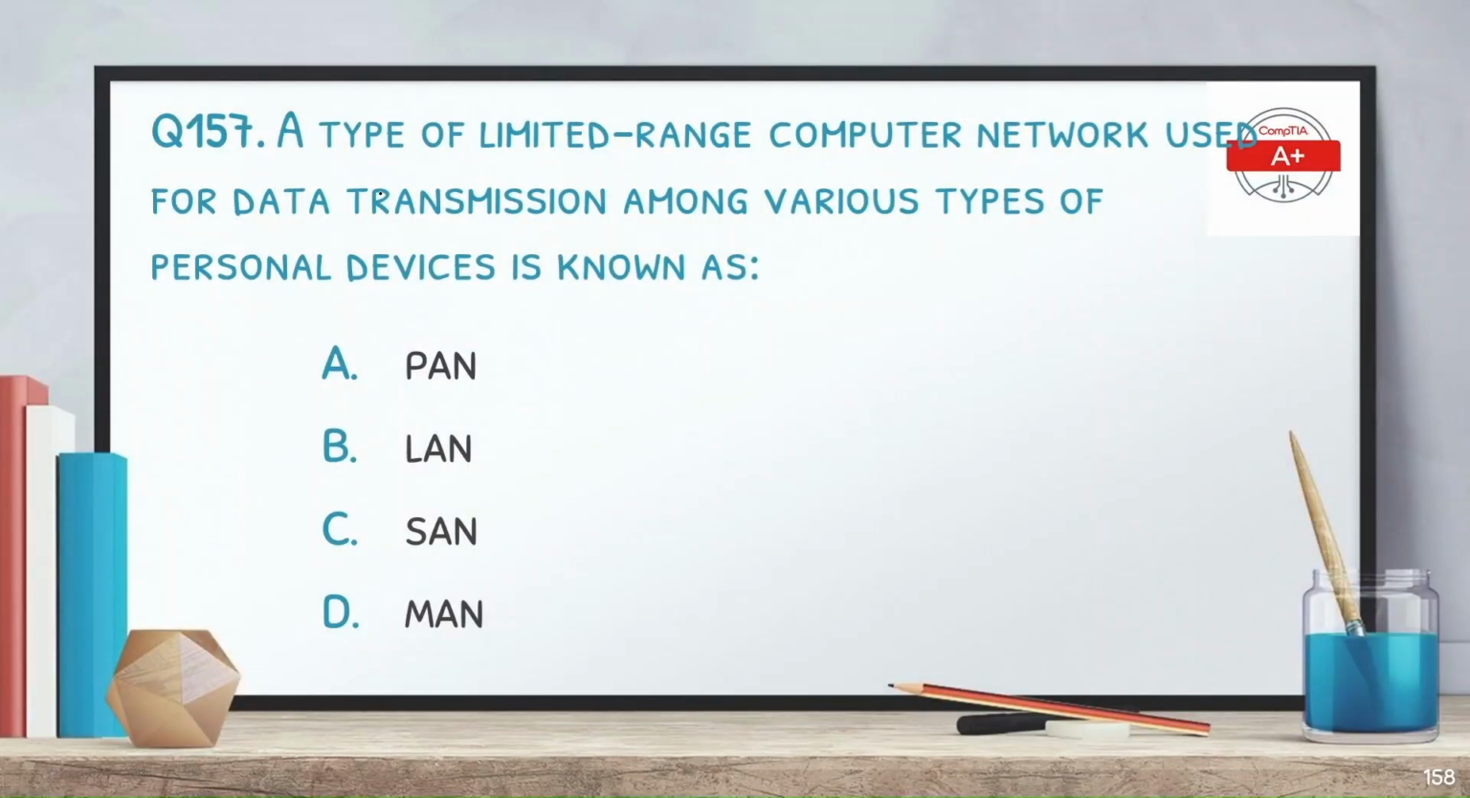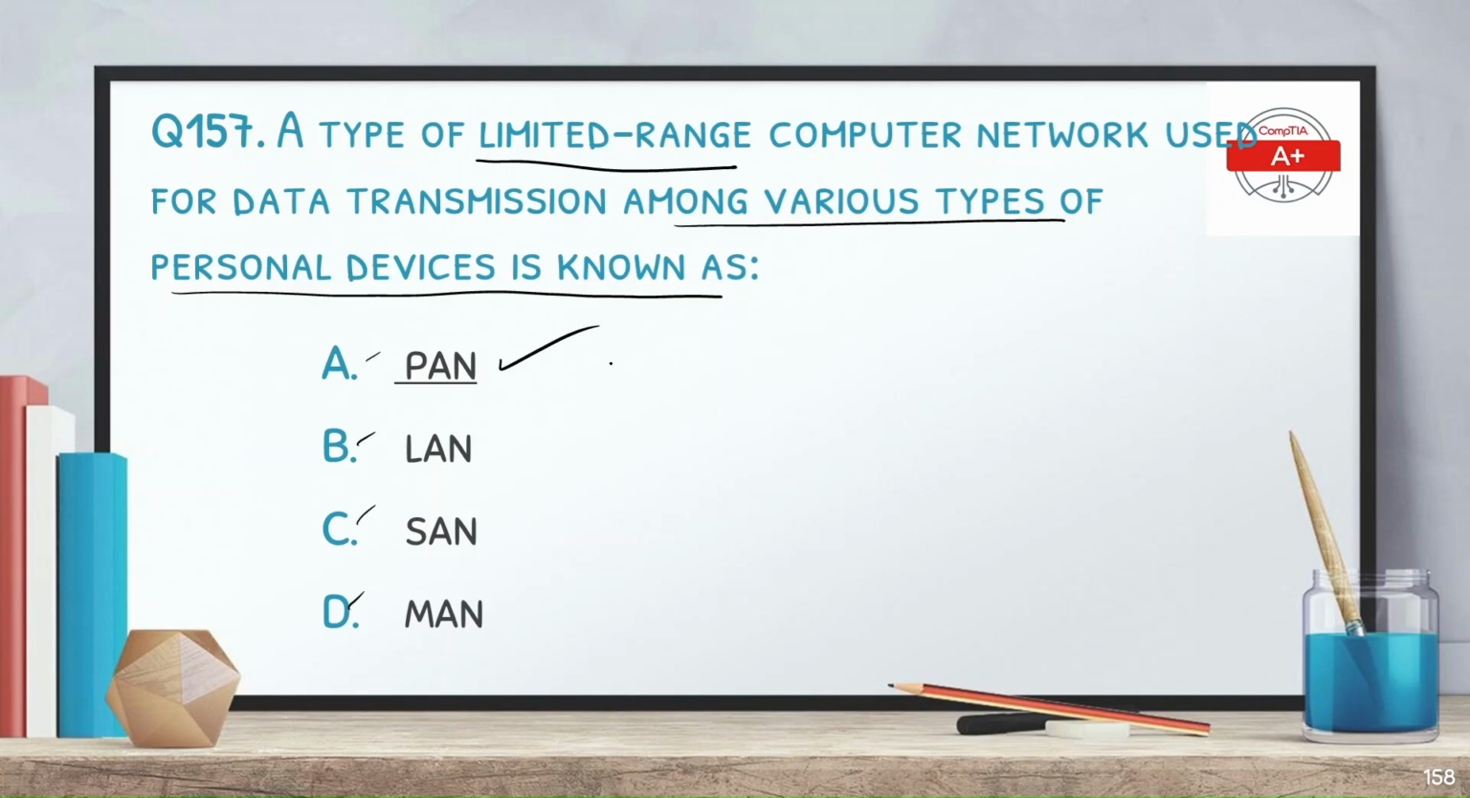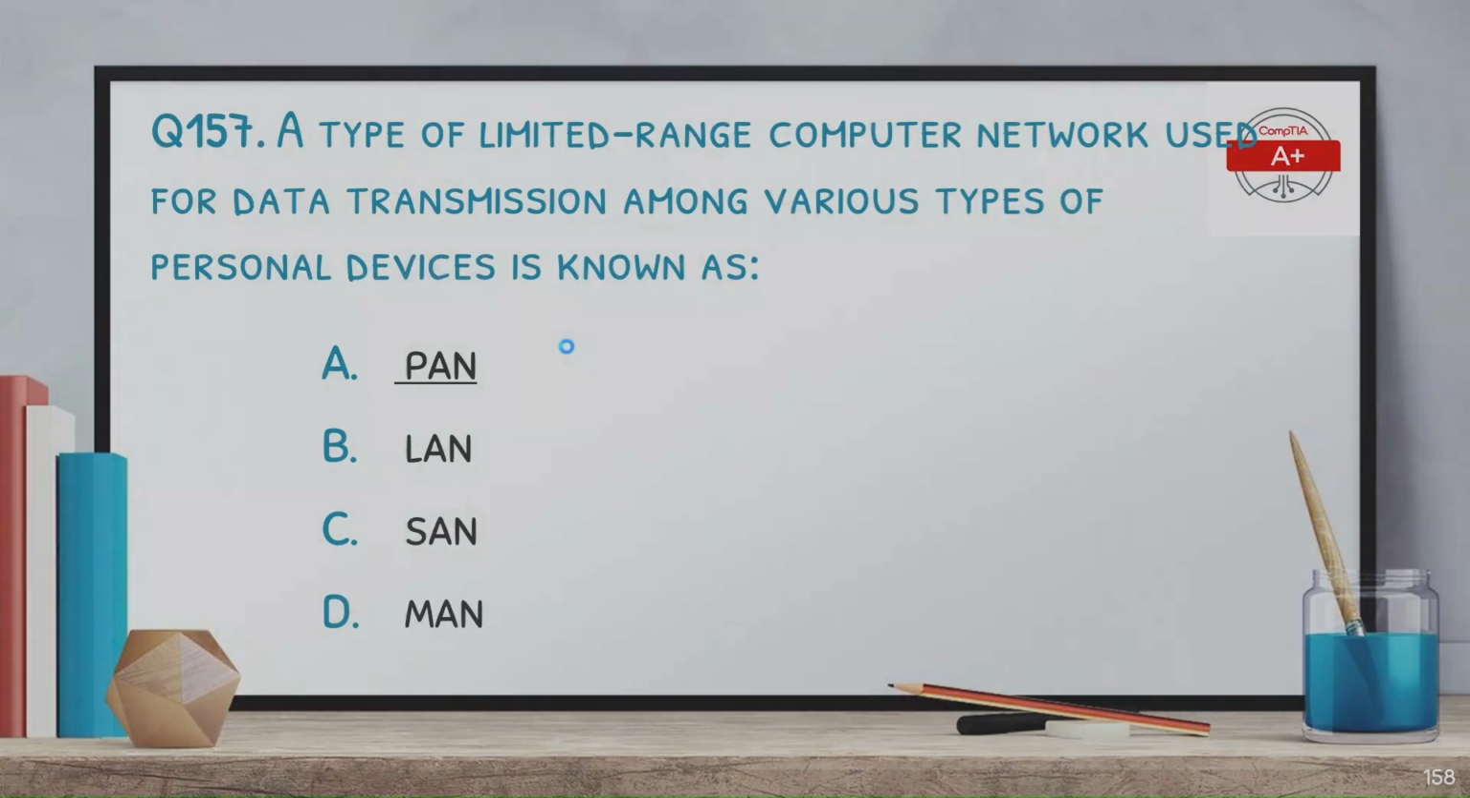Question 157 is that a type of limited range computer network used for data transmission among various types of personal device is known as. So, key point is that limited range. The options are A. PAN, B. LAN, C. SAN, D. MAN. And the correct option is PAN or personal area network. So, popular technology using PAN is basically the Bluetooth connection. So the device connected over Bluetooth is basically a PAN.